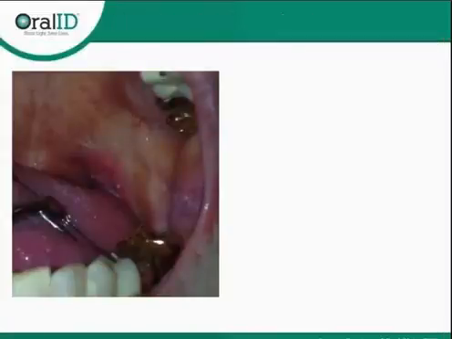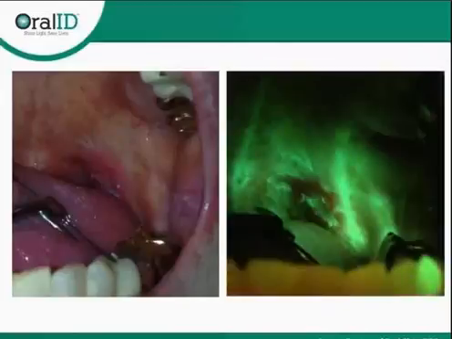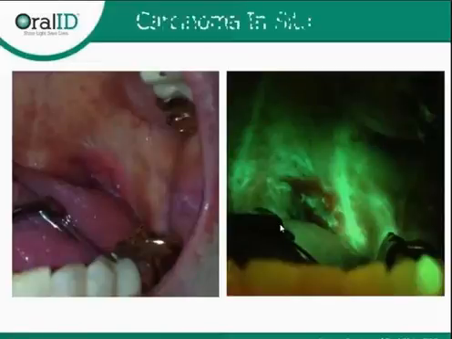This area looks pretty suspicious. There's an ulceration. There's a redness around the border. You don't need oral ID to tell you that this doesn't look healthy. But the doctor did take pictures with both exams. He referred this patient out, and some specialists may use this light to help guide them as far as where they want to do the biopsy or not.